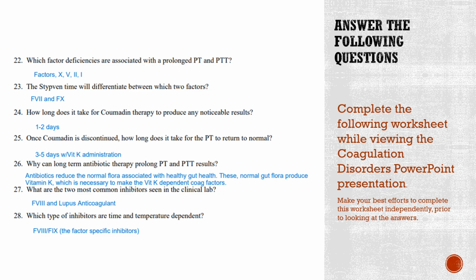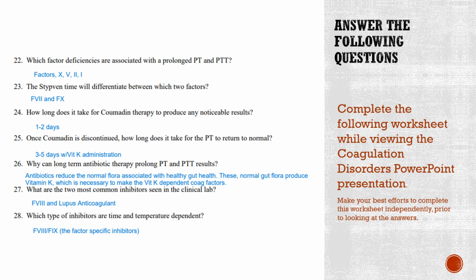Number 24. How long does it take for Coumadin therapy to produce any noticeable results? Typically 1 to 2 days, but we oftentimes continue to anticoagulate with an overlap of heparin usage for 3 to 5 days until Coumadin therapy can be confirmed to have everything anticoagulated appropriately. And we're going to talk more about that when we get to our therapeutic drugs.